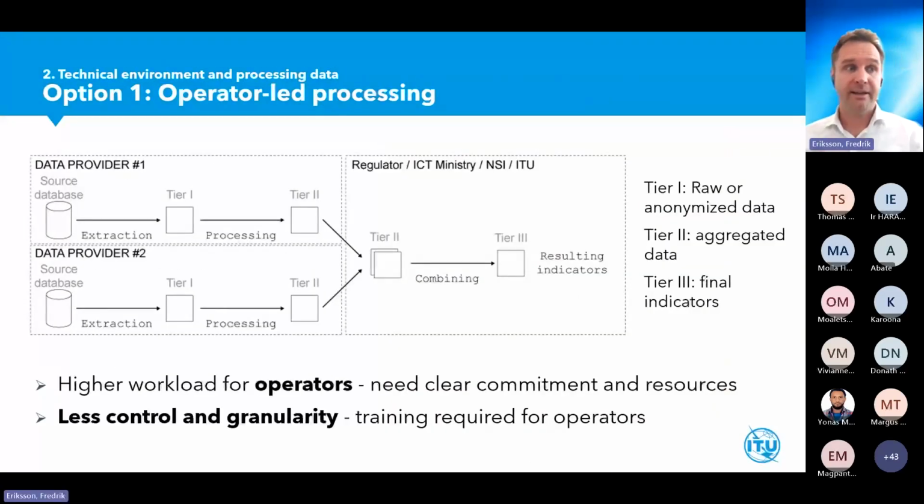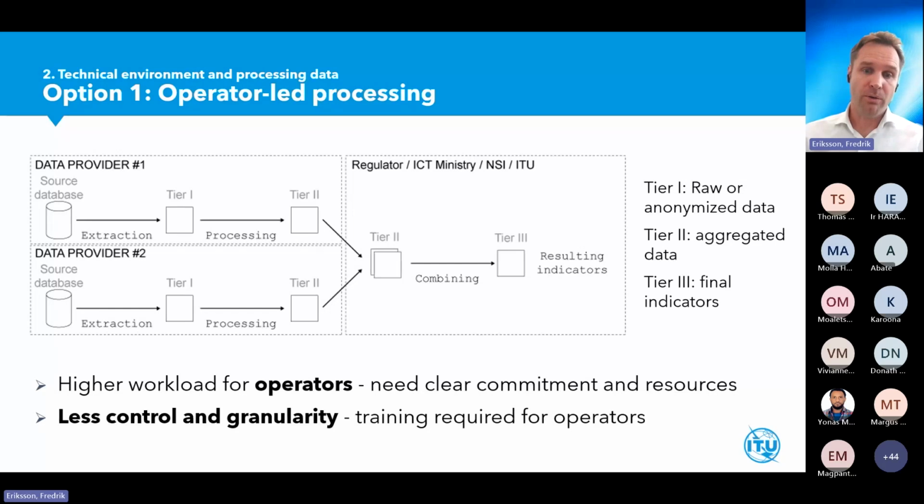So looking at the operator-led processing, here the raw data never leaves the operator system, and they have full control and deliver the aggregated data for the final indicator calculations. The benefit here is that there's low security risk of violating any privacy protection legislation, and also less work in terms of doing the raw processing from the agency.